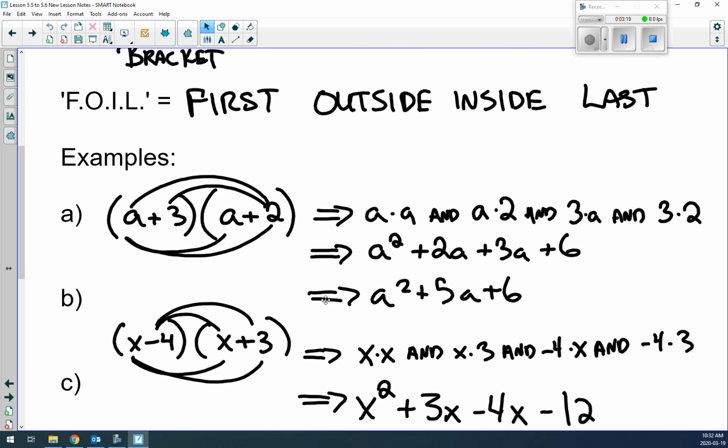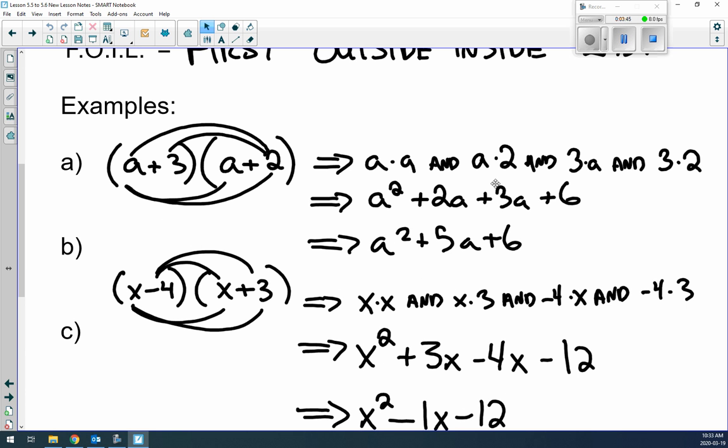It's the order that you multiply stuff in. So let's look at an example here. Here are our two binomials. First would be the a's, that's a times a, which is your a squared. Then outside, which is a times positive 2, which is 2a. Inside, which is 3 times a, so you end up with 3a. And then last, which is 3 times 2, which is your 6. Then we combine these two middle terms, the 2a and the 3a gives you 5a. So you should end up with a trinomial here.